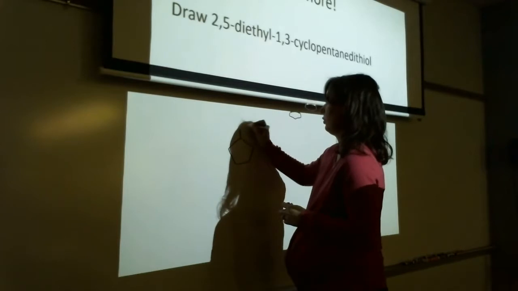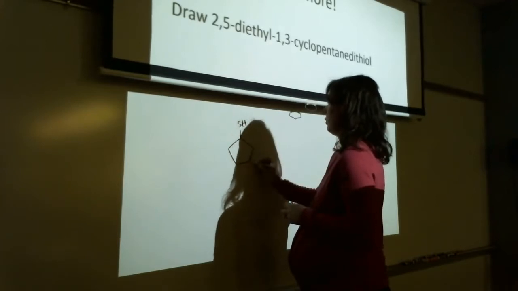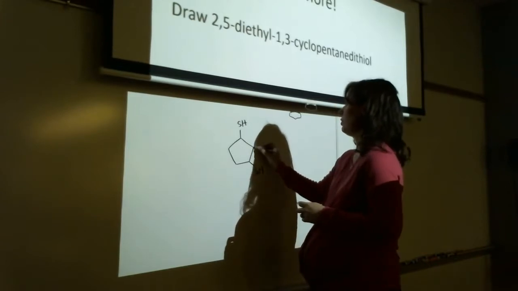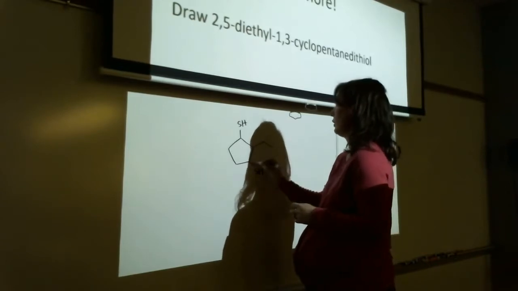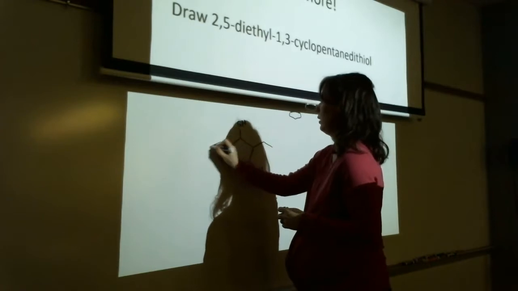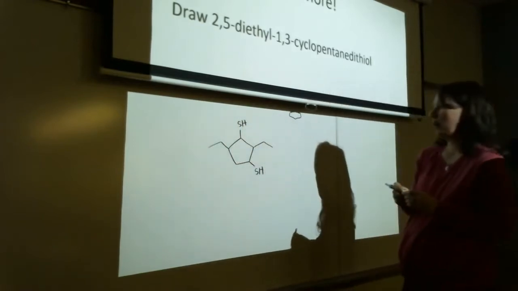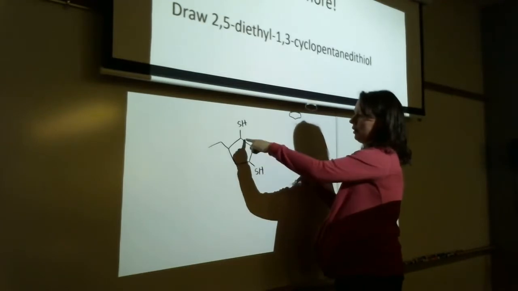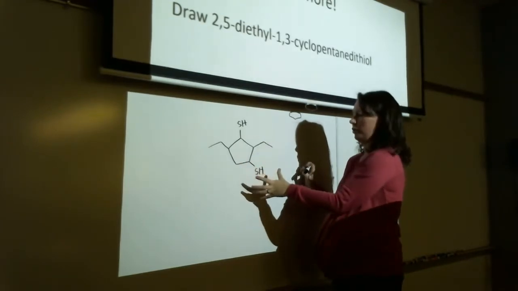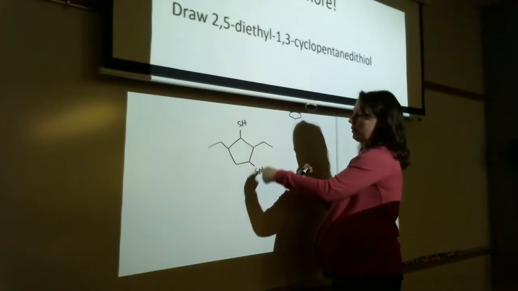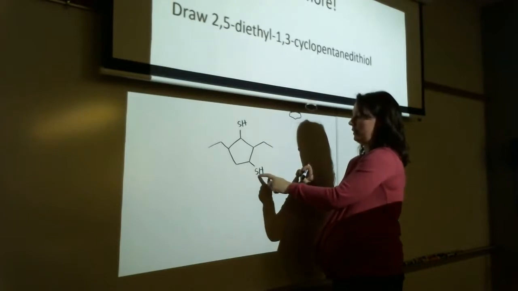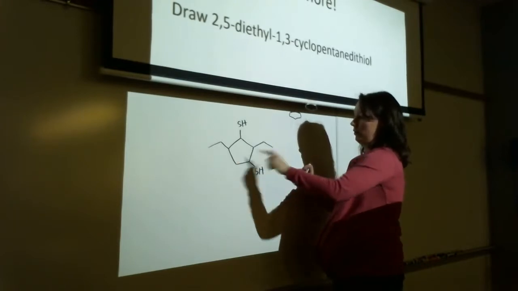So let's do our functional group first. 1, 3. And then 2, 5. So here's 2. 1, 2, 3, 4, 5. There we go. When we were naming, right, we went this direction and not this direction. If I gave you this molecule and asked you to name it, why do you number this direction and not this direction? To give your thiols the smallest numbers. Right, to give priority to the thiol over the ethyl group.